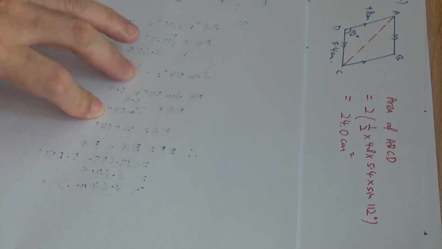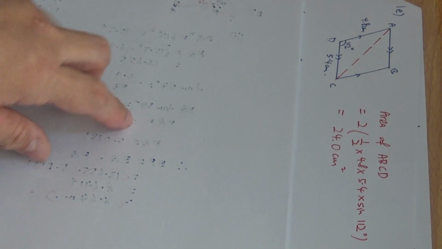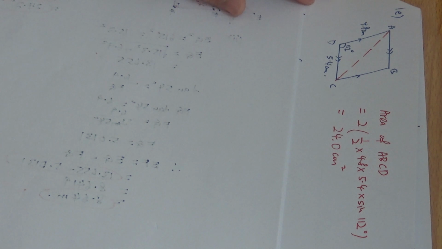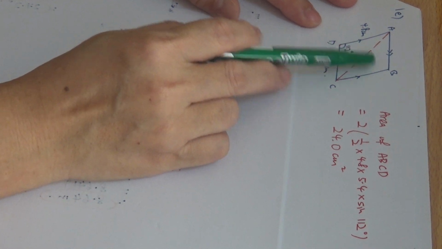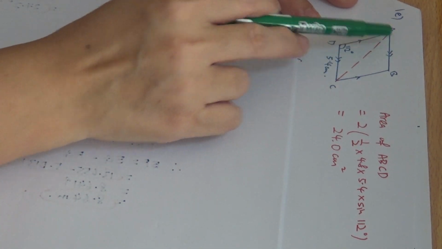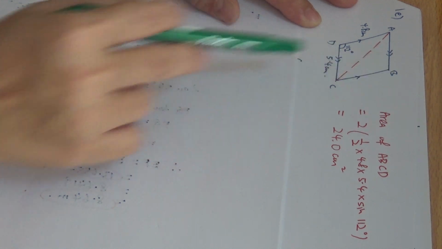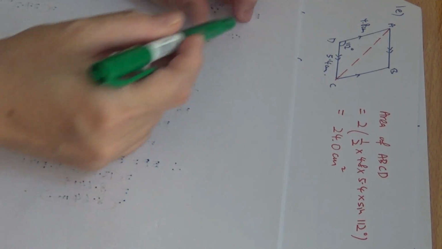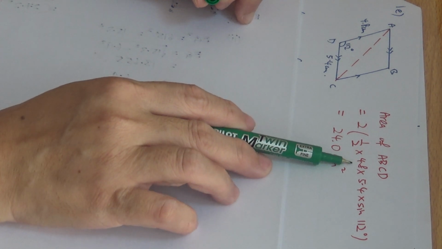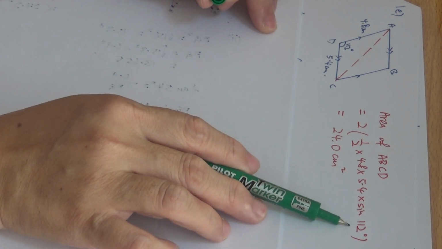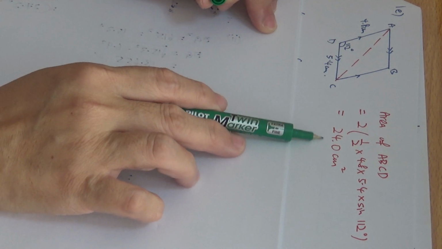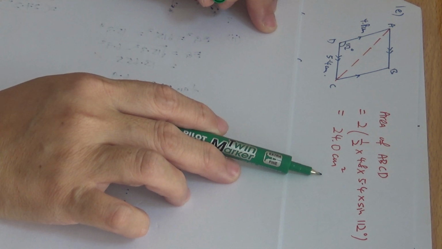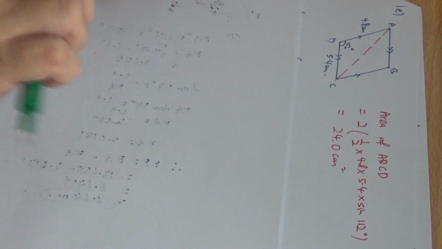Okay, 1e shows you a parallelogram. Now for a parallelogram, you must realize that this triangle and this triangle are actually the same. So after I find one triangle, I times 2, I'll be able to get the area of the whole parallelogram. So we will apply half times 4.8 times 5.4 times sine 112 degrees, and I multiply by 2 because this is the same as this. So I will give the answer to three significant figures as shown below, 24.0 cm squared.